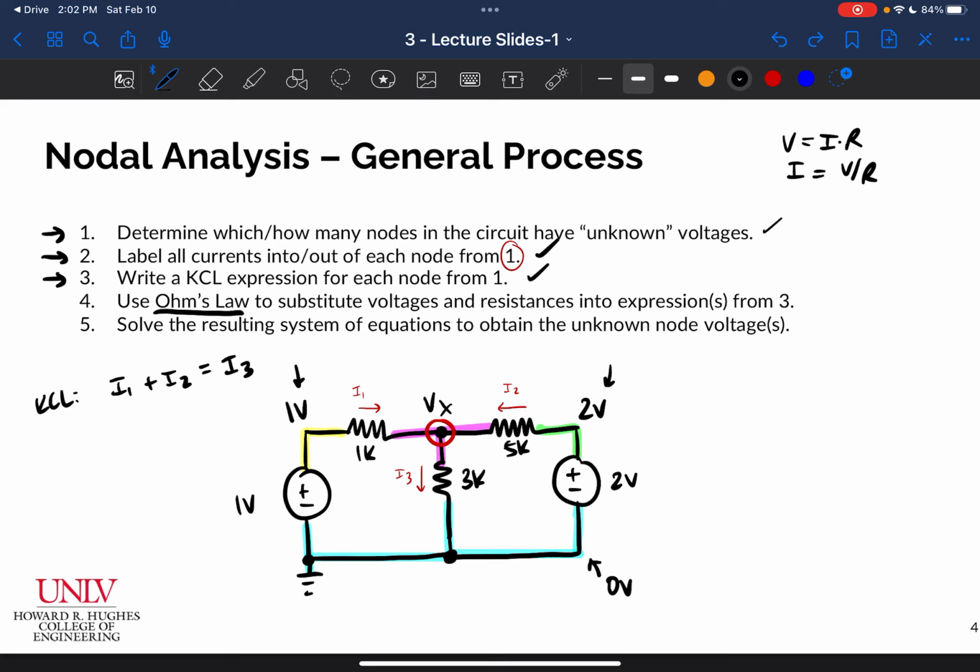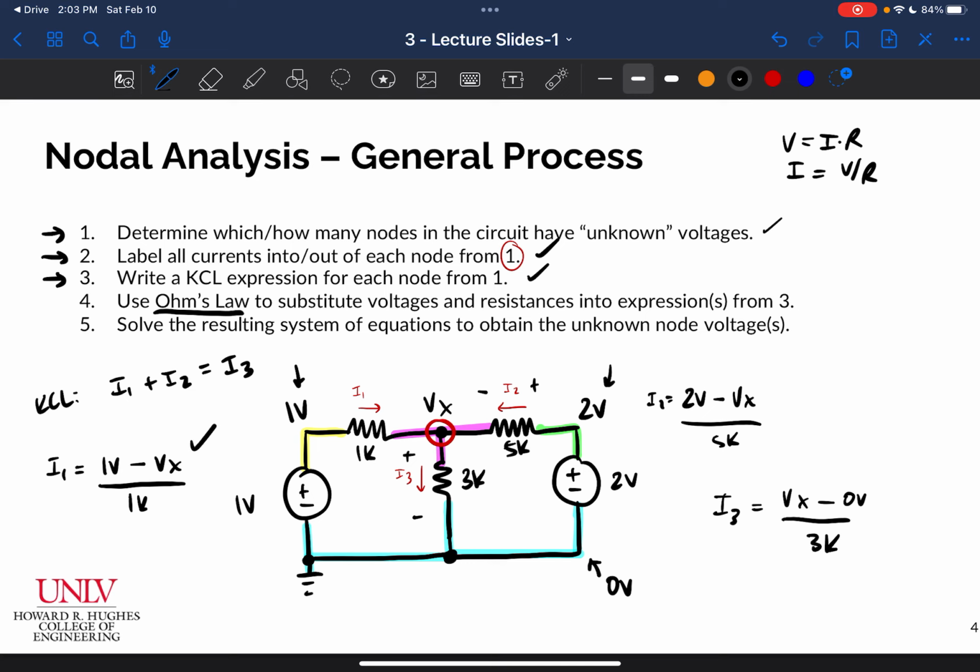So for I1, I can rewrite I1 is equal to the voltage across this resistor, which would be 1 volt minus Vx, right, the difference, divided by 1K. And for I2, I could write this current as 2 volts minus Vx divided by 5K, right? And then for I3, I could write that current as Vx minus 0 volts, right? I'm going across the resistor this way, divided by 3K.